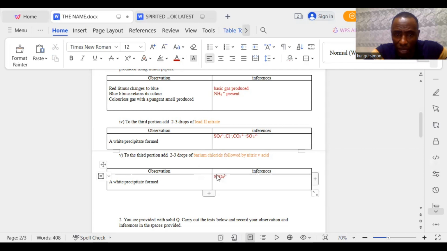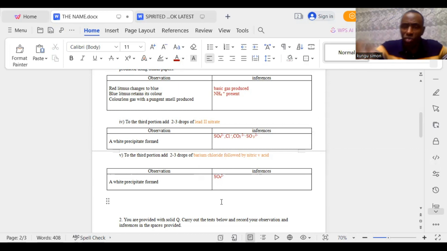Therefore, that means here that my salt has 2 cations, that is the iron 2 ions and ammonium ions, and then 1 anion, and this happens to be sulfate ions. And basically that is what we're talking about as far as the first part is concerned, the inorganic qualitative analysis.